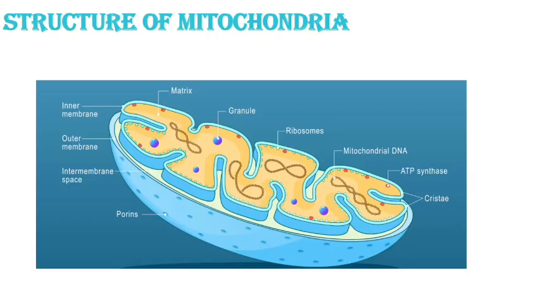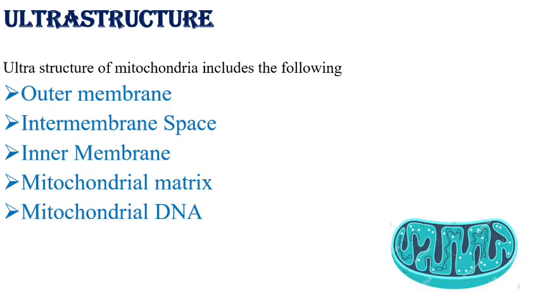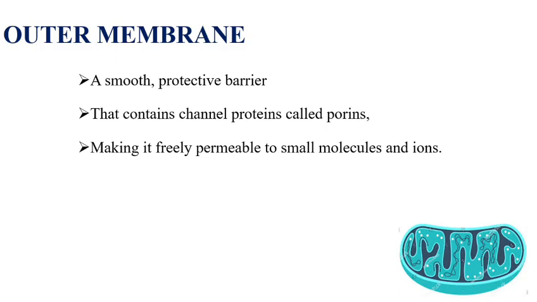Structure of mitochondria. Mitochondria contain outer membrane, space, porins, matrix, granules, ribosomes, mitochondrial DNA, ATP synthase, cristae. We will discuss the ultrastructure of mitochondria. Ultrastructure contains the following components. They are outer membrane, inner membrane space, inner membrane, mitochondrial matrix, mitochondrial DNA.